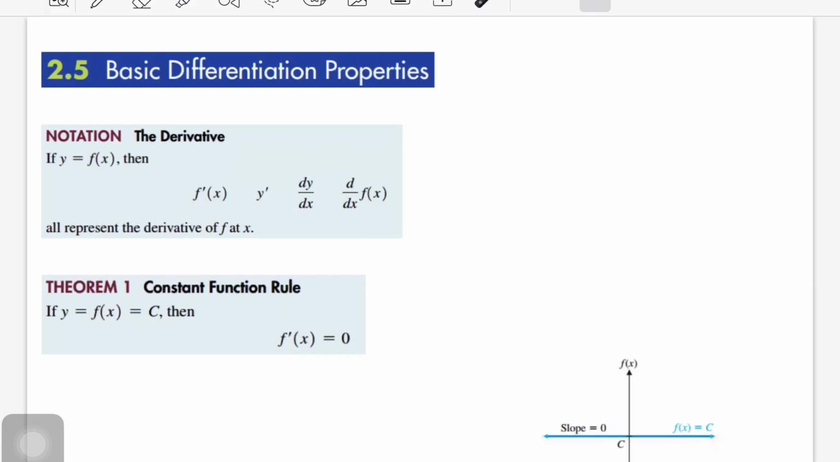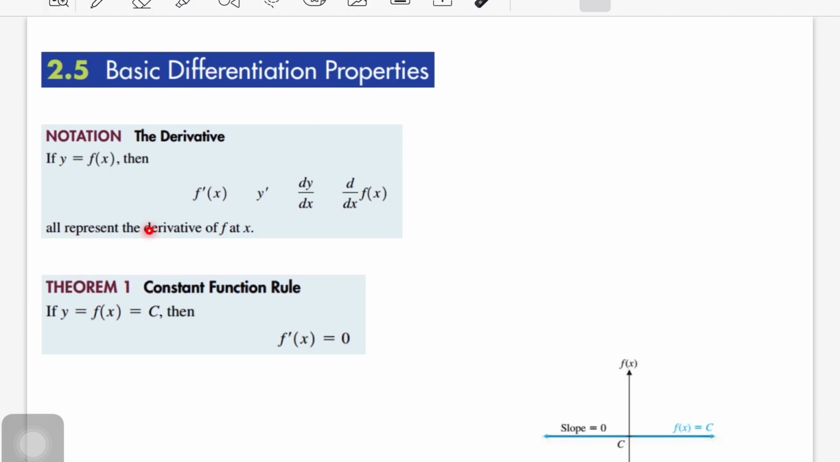In this video, we're going to be going over section 2.5 from our textbook, and this is just basic differentiation properties. So these are some rules of differentiation that will allow us to find the derivative of our functions without using the four-step process we saw in the last section, which includes taking the limit of our difference quotient as h goes to 0. So the first thing we'll look at is some notation.